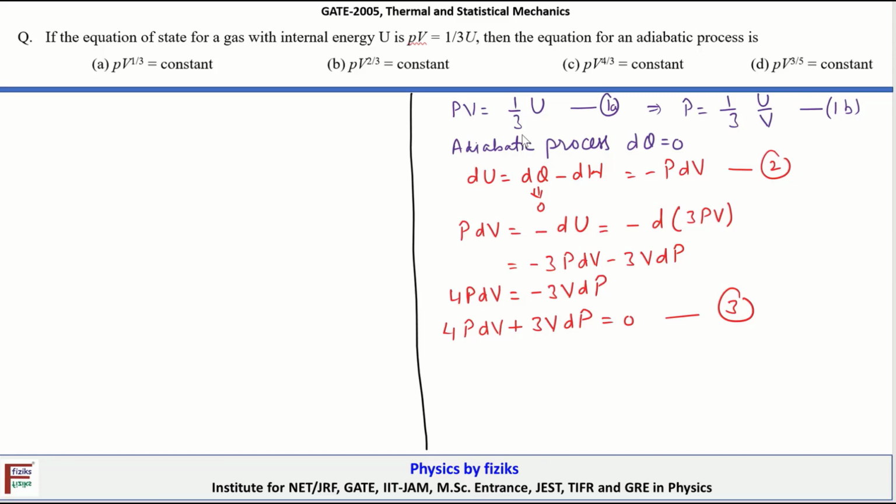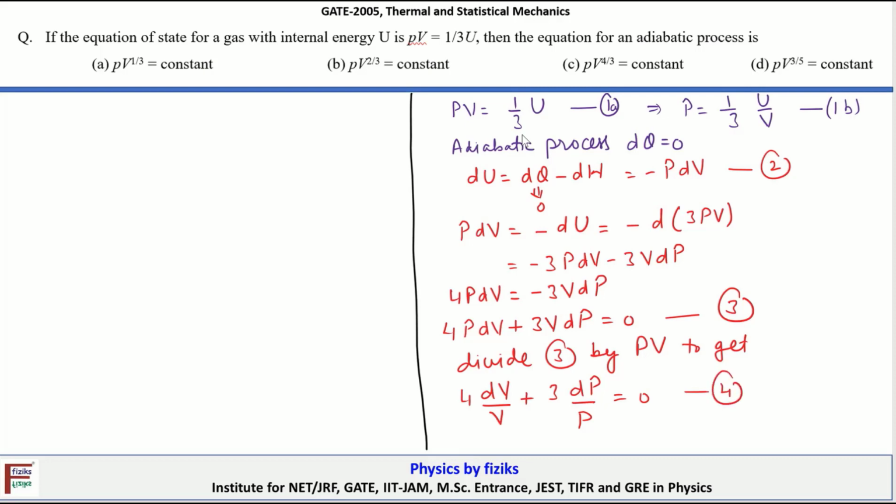Divide this equation by pV to get 4 dV by V plus 3 dp by p, and that is equal to 0. Now call this equation 4 and do the integration.